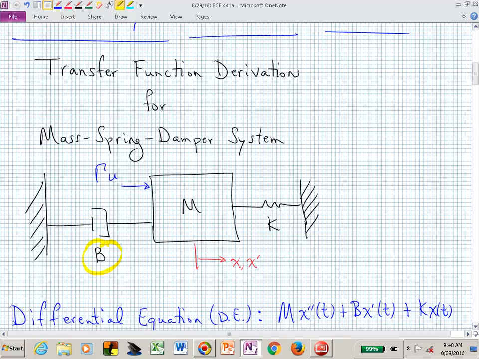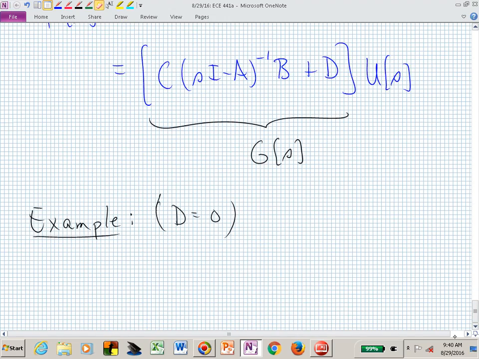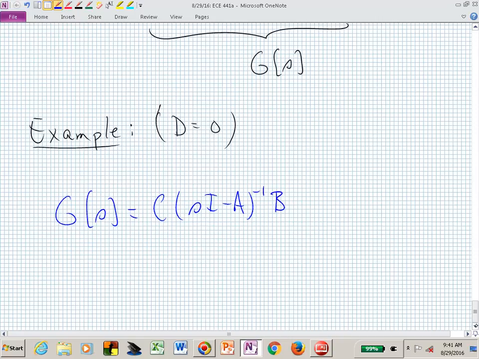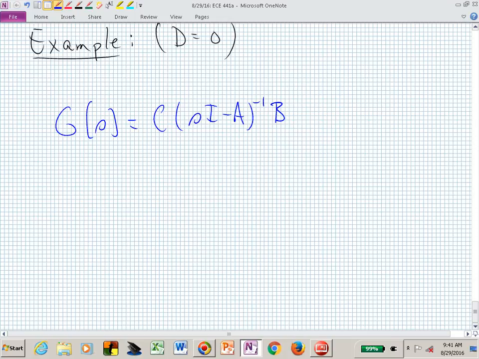That being said, let's plug in this expression. We now have G of s is equal to C (sI minus A) inverse the matrix B, and we said D was 0, so this is now our transfer function.